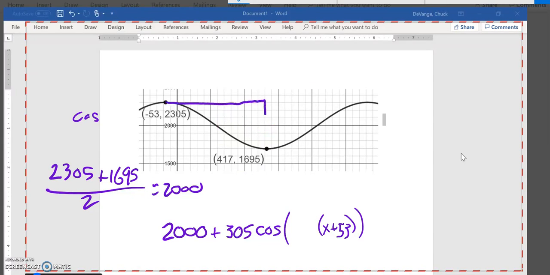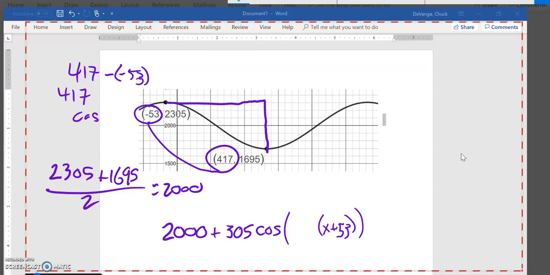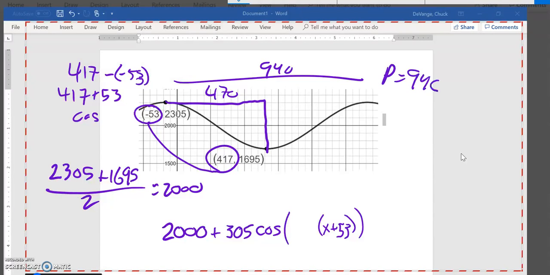And I notice that this distance right here is half of the period. So let me figure that out from negative 53 all the way to 417. So it's going to be 417 minus that negative 53, or just 417 plus 53. And notice if I do that, what do I get? 470. If I double that, I get 940. So my period is 940.